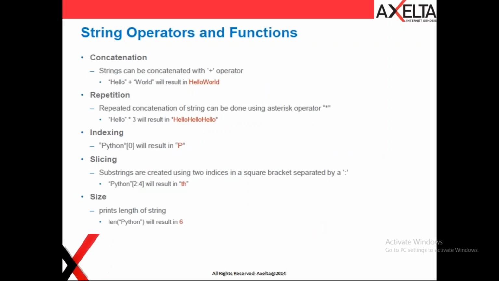These are the different types of operators we have: concatenation. You can concatenate two different strings. Repetition. Here star is mainly used for repetition. Repetition is mainly used for how many times you want to print that statement. And see the index. For example, here Python is a string. I want to access P. So how can I access it?